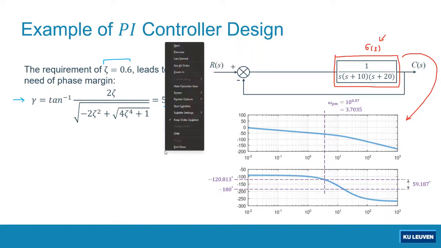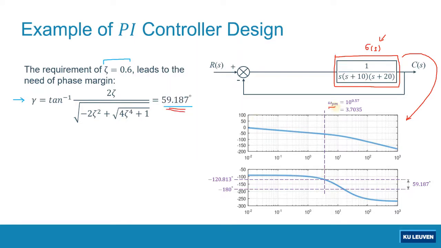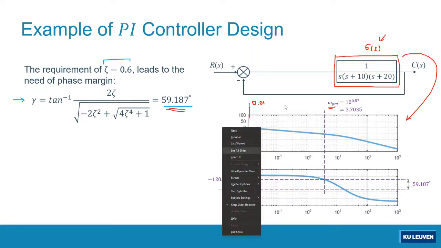If this is our phase margin frequency, what is phase margin frequency? Phase margin frequency is the frequency at which the magnitude is equal to 0. For the time being, our phase margin frequency is equal to 0.01 radian per second. This one, 10 to the power of minus 2. This is our current phase margin frequency, the frequency at which the magnitude is equal to 0.